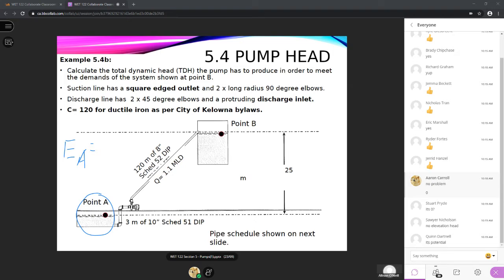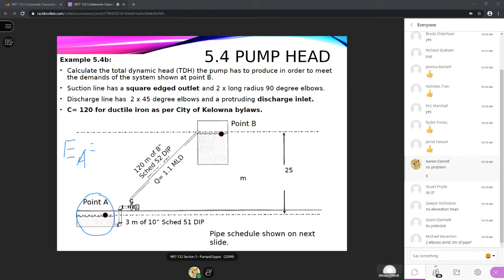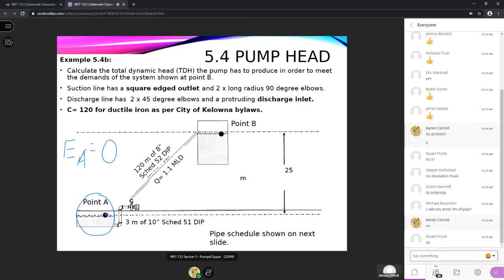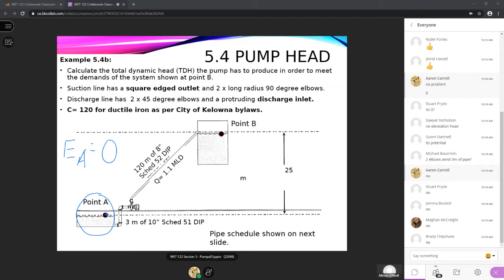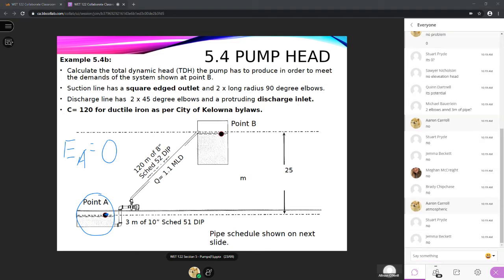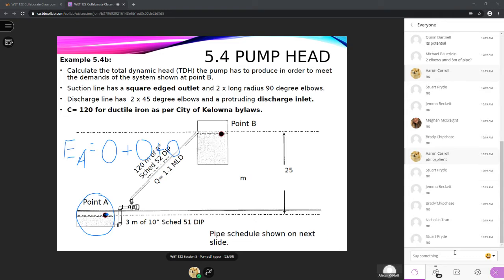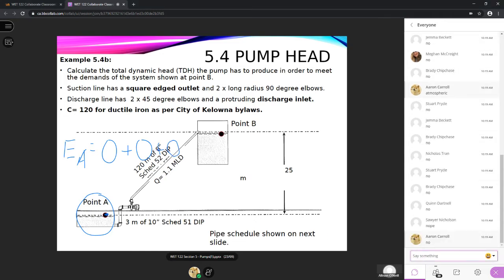All right, so we've got some questions that came up. Basically, we're saying at this point in our system, do we have any elevation energy? The answer is no. Do we have any pressure energy? Yeah, we have atmospheric, but effectively our gauge pressure is 0. Do we have any velocity energy? And again, that's a whole lot of 0. So we're starting off our system with 0 energy at that point.